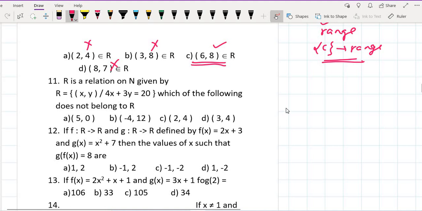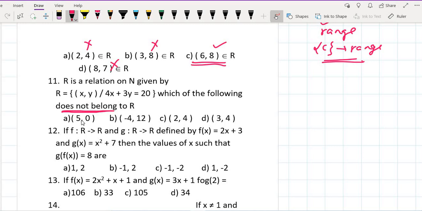Consider next question. R is a relation on N, means set of natural numbers, given by R is equal to a set containing (x, y) such that 4x plus 3y equal to 20. Which of the following does not belong to R? Concentrate on this. Which of the following does not belong to R?